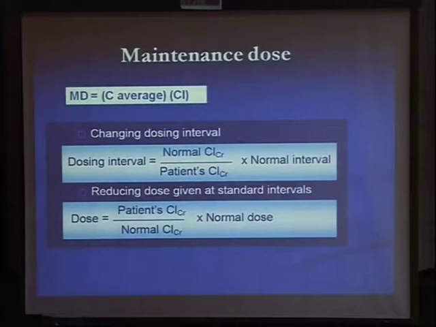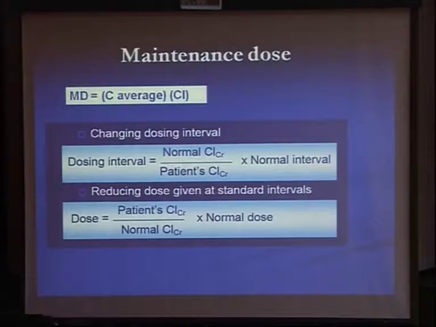Say you want to change the dosing interval. Suppose you have a patient with reduced clearance. To obtain the new interval, you divide the normal creatinine clearance by the patient's creatinine clearance, and you multiply by the normal interval. And if you want to change the dose, you use the patient's clearance divided by the normal clearance, and you multiply by the normal dose.